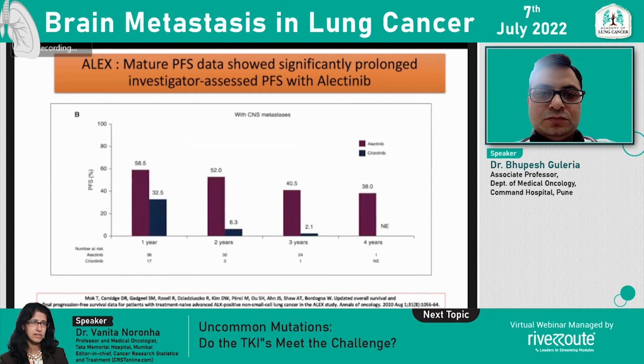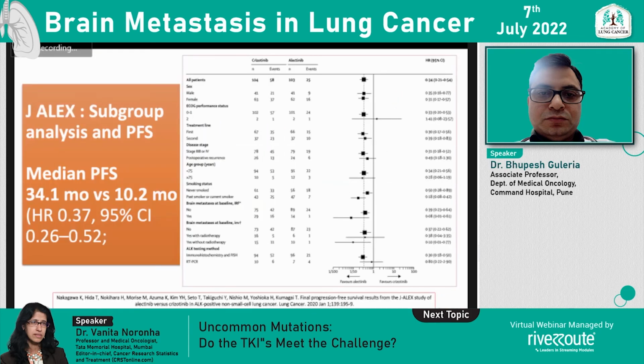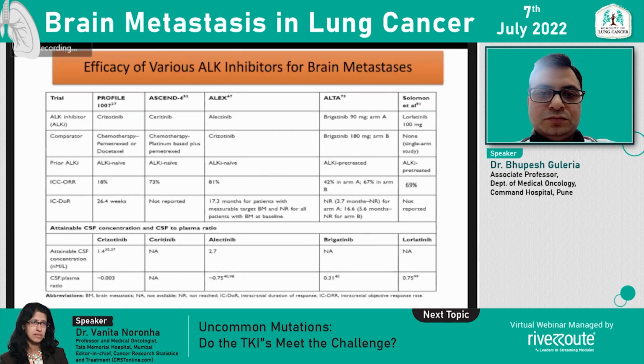Alectinib, when it was evaluated in the first line setting, had higher CNS response rates. The J-ALEX group, which is Japanese data, has shown a significant improvement in the brain mets, whether with radiotherapy or without radiotherapy. The ALESIA trial, also an Asian population trial, has shown significant benefit with alectinib.